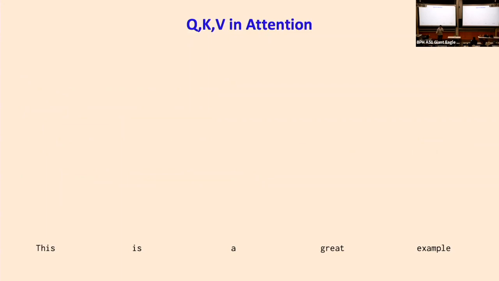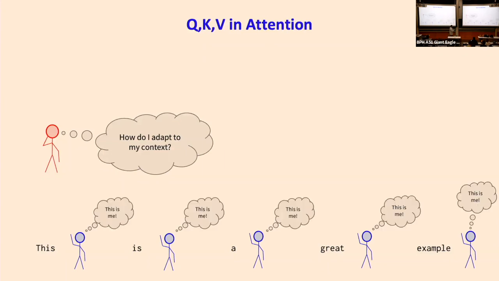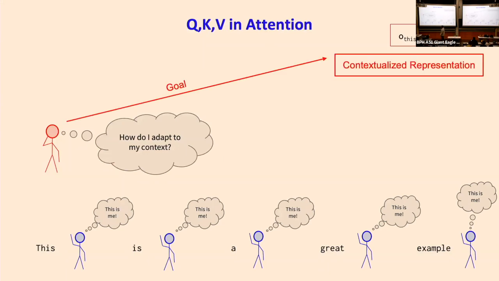This is a 5-token sequence. And the point is that there is this person here in red. And this person is wondering, how do I adapt to my context, right? I have some meaning of my own. The word "this" has some meaning of its own, but it needs to adapt to the things which surround it, right? So it figures out that there are these nice people in blue who are willing to help. They say, look, this is my information. See if you can use it to figure out how you want to change your information based on what's around you, right? So, okay, my goal is to find a contextualized representation.